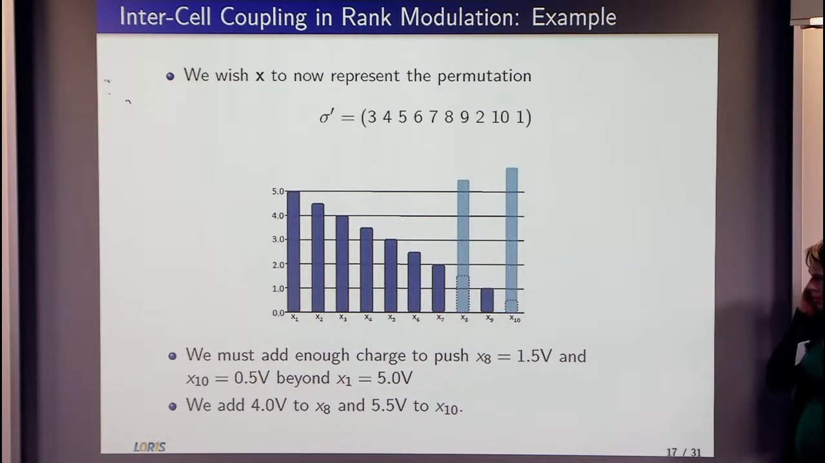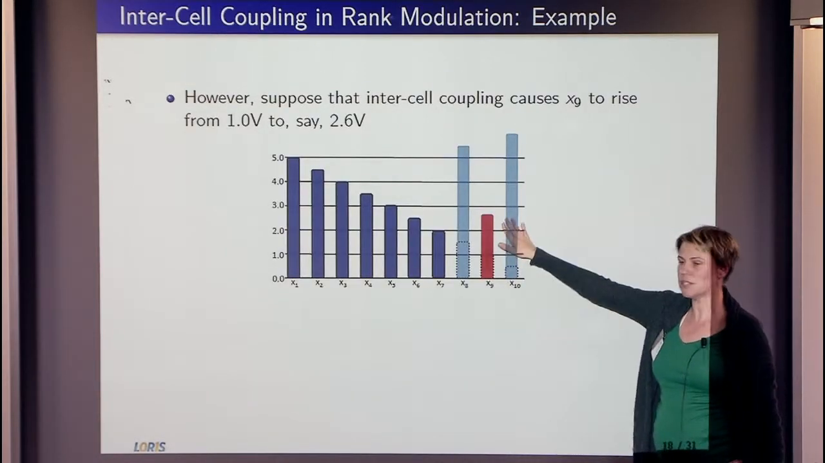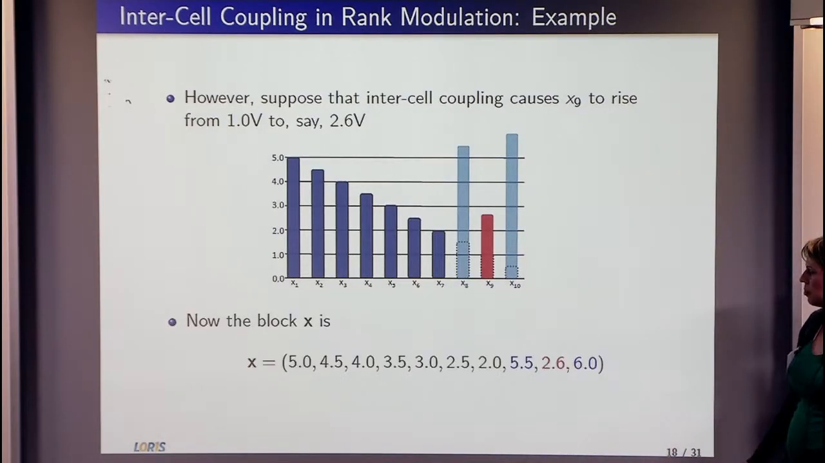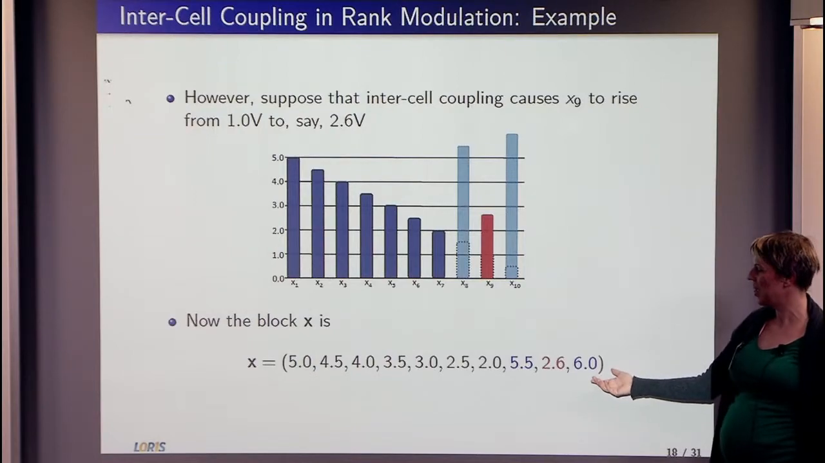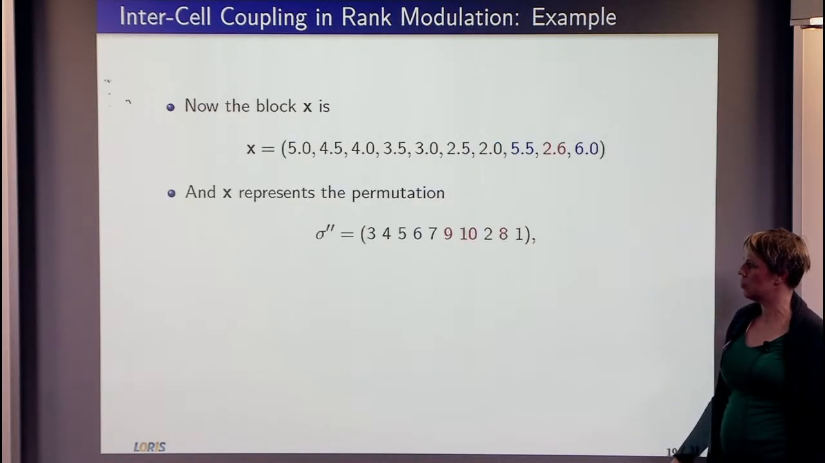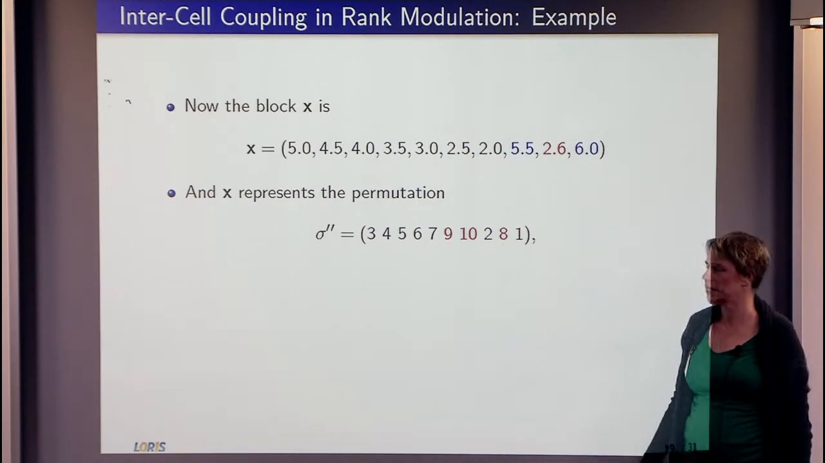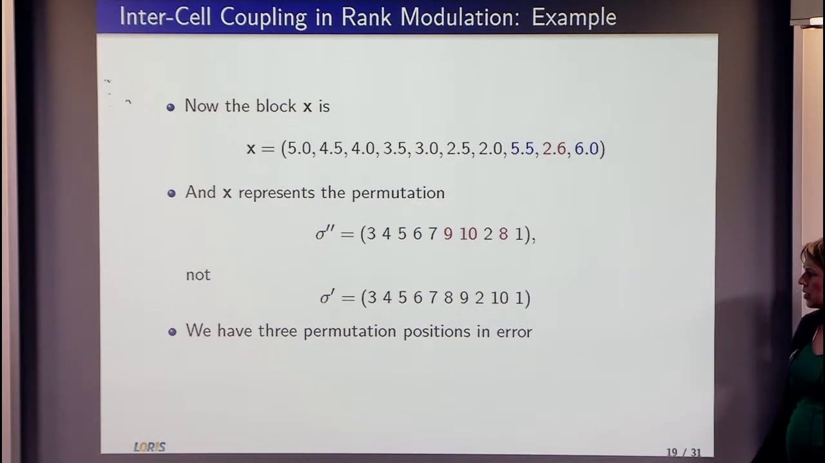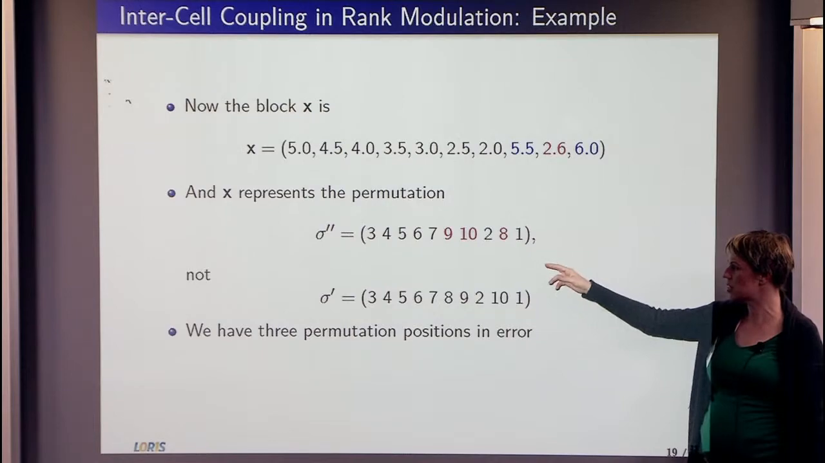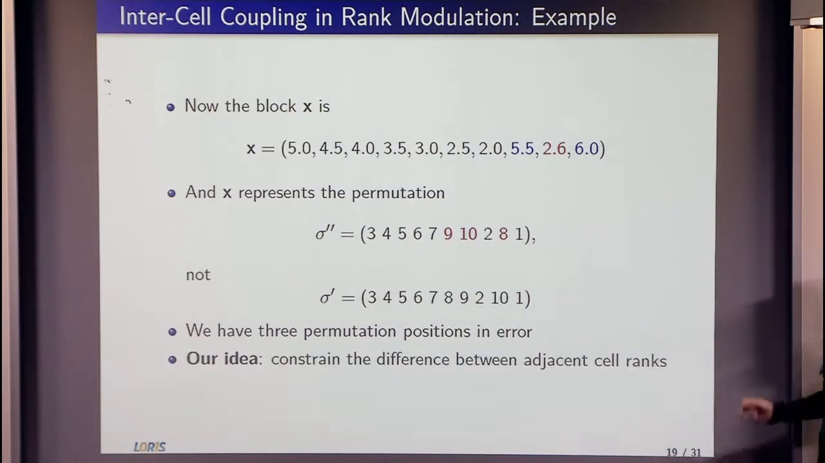Now we inadvertently raised the level of a cell. Essentially what we come to is that we get the permutation that we didn't want. Even though only one cell was increased incorrectly, we have induced some positions in the permutation that are now in error.